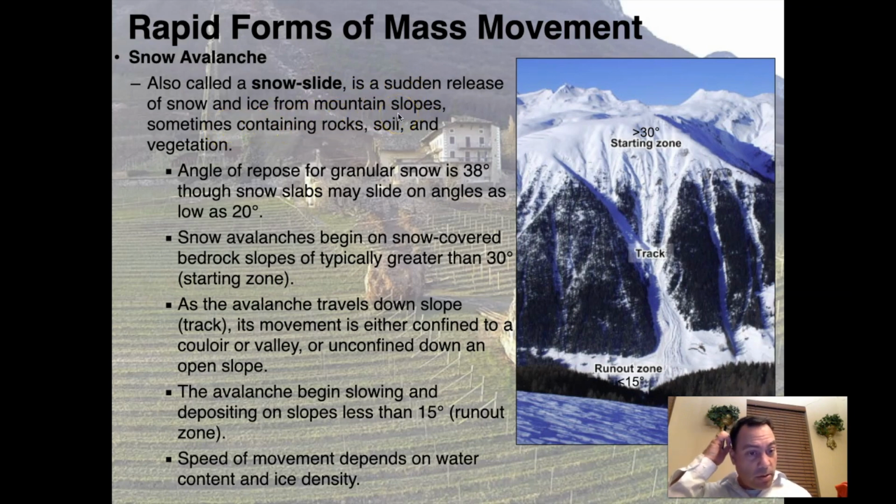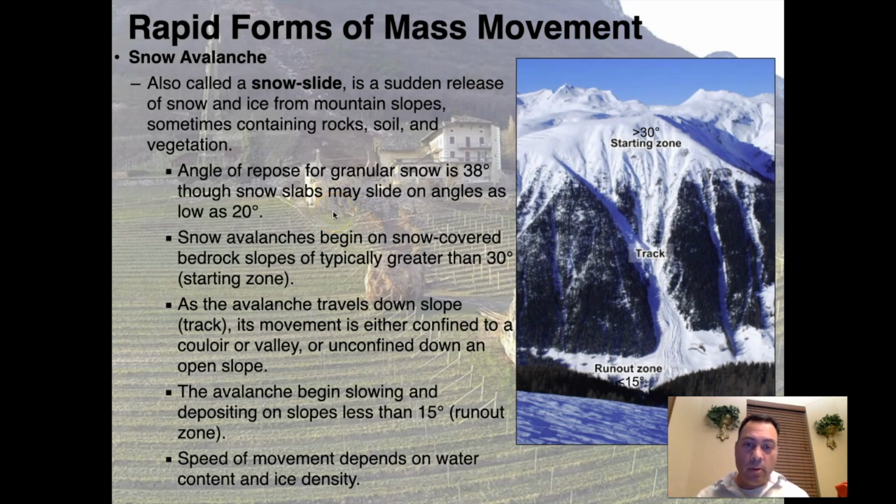Now, we haven't talked about the origins of snow and ice. We'll get into that in a later lecture. But it's something that I think plays a major role, certainly in the formation of couloirs and things like this. So I like to cover them. Sometimes these avalanches will contain rocks, soils, and vegetation if it picks it up. So the angle of repose for granular snow, this is snow that just falls out of the sky and falls as flakes onto the ground, is about 38 degrees. So an angle of anything greater than 38 degrees is going to fail. So that's the reason why that's an important number. Those snow slabs may slide on angles as low as 20 degrees. This is a theoretical number.